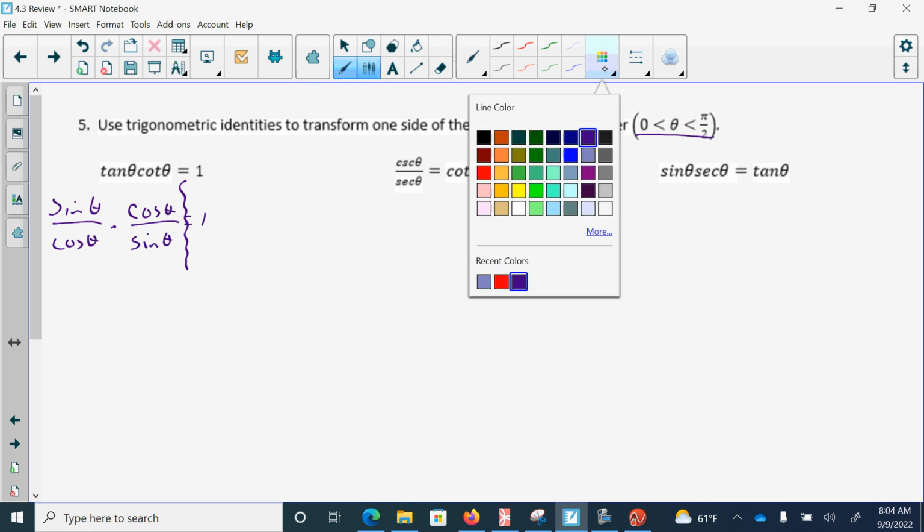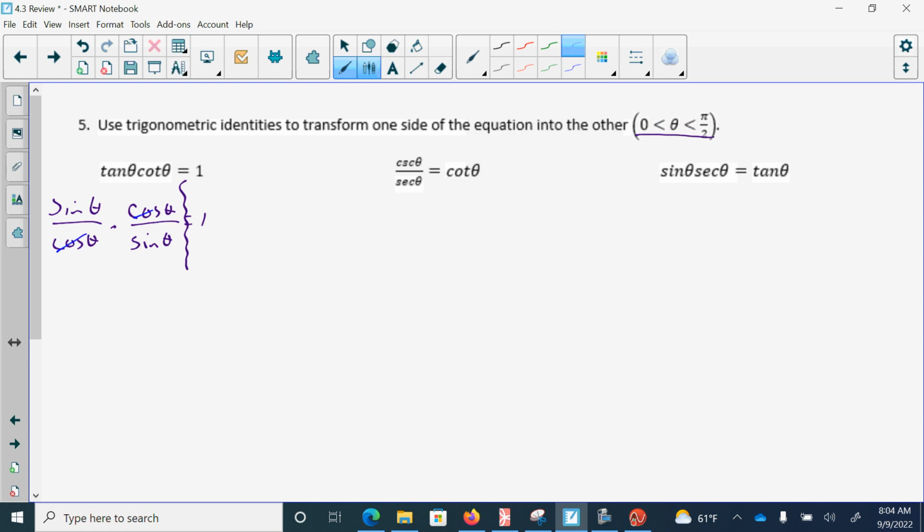Well, when I write it like that, it's very easy for me to see that the cosine simplifies, the sine simplifies. So if they simplify, I still have a number there. These are all like 1 and 1. So I end up with 1 times 1, which is 1, over 1 times 1, which is 1. So I get 1 is equal to 1. And that's it. I'm done.